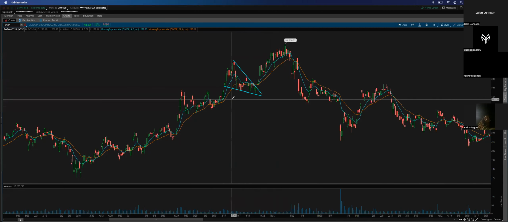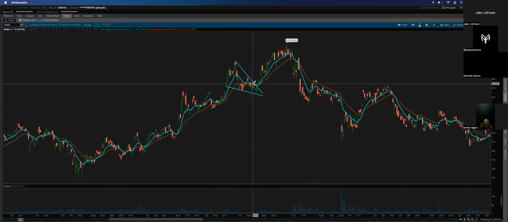What other confluences, or actually confirmation, did we have to take this trade, to take calls? We had a golden cross within the wedge or right when it broke, right? Good. So we had a golden cross. We had that falling wedge. We did not fall for this death cross right here that we had right before the golden cross, because we were in a falling wedge.